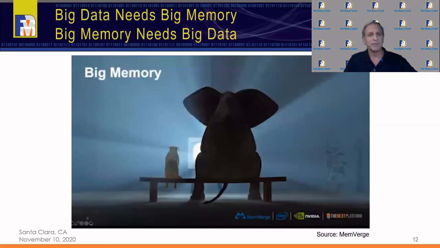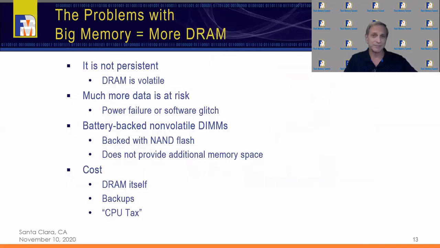Big data needs big memory, and big memory needs big data. But in any relationship, issues can arise. In this case, big memory can't just equal adding more data. DRAM is volatile, and valuable real-time data like stock transactions or reservations will be lost if power is interrupted or a glitch is encountered. DRAM is costly, as are the measures needed to ensure its data is not lost. Sometimes this is done with battery-backed NAND flash DIMMs, but that NAND capacity does not increase the available memory capacity.